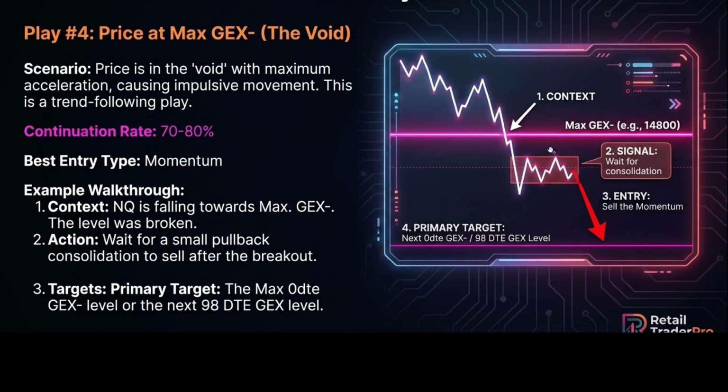before the previous higher low, or before the 0 gamma, if it is possible. What is the target? The next 0 DTE GEX negative level, or the 98 DTE GEX level.